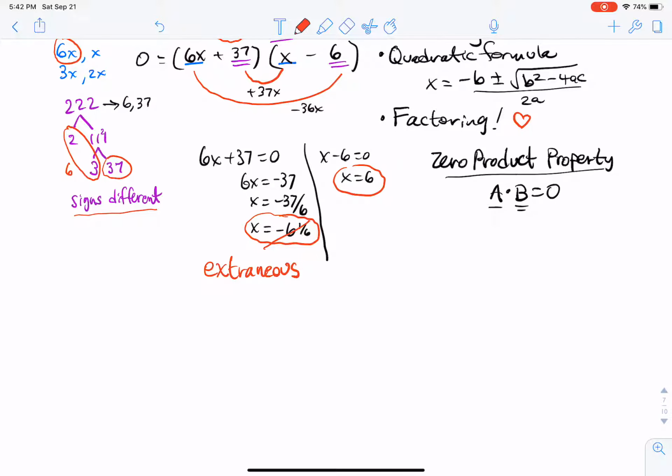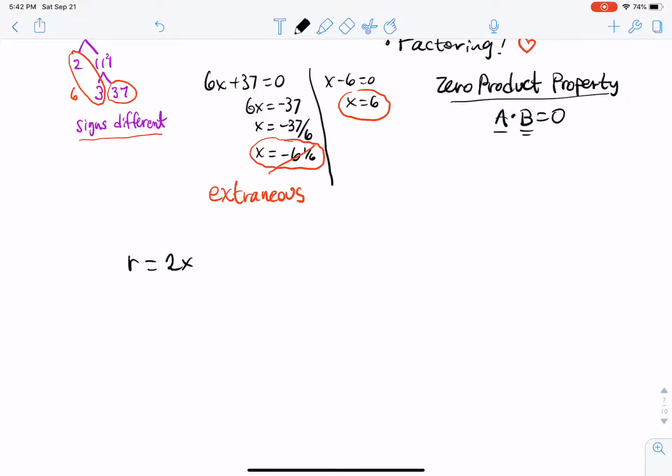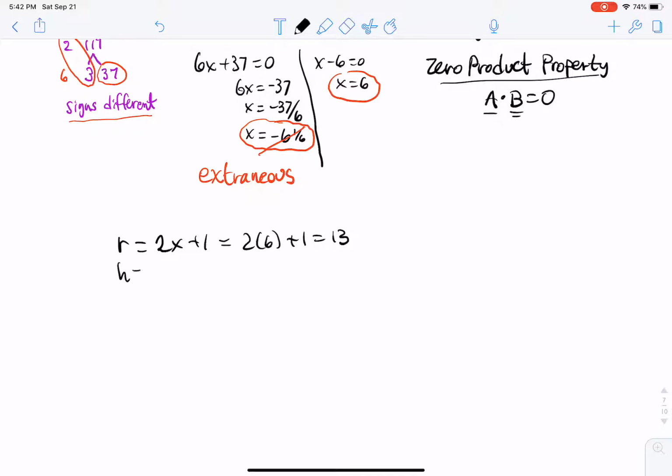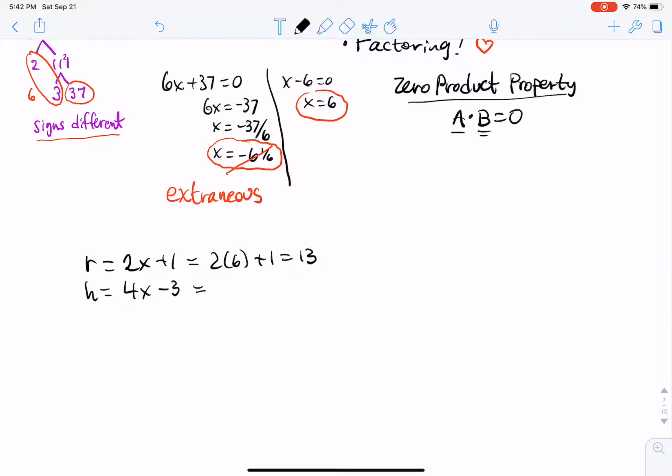We're still going to double check to make sure that this actually works. So let's figure out what our radius and our height are supposed to be if x is equal to 6. I believe that the radius was 2x plus 1, yes. So 2 times 6, there's 12, plus 1 more gives us 13 centimeters. All right, and then our height was 4x minus 3. Double check that. 4x minus 3, okay. We get 4 times our x value, 6. There's 24. Minus 3 is 21 centimeters.